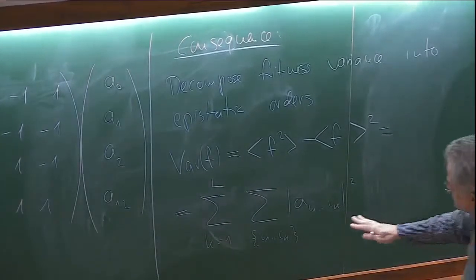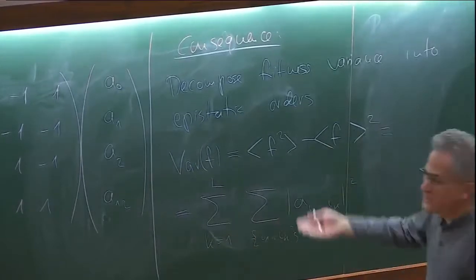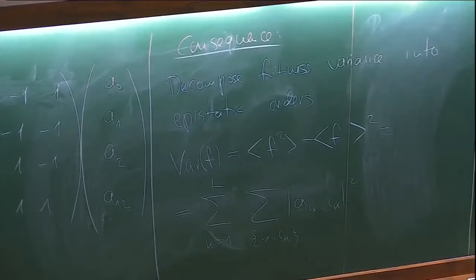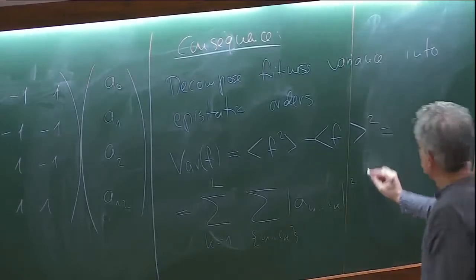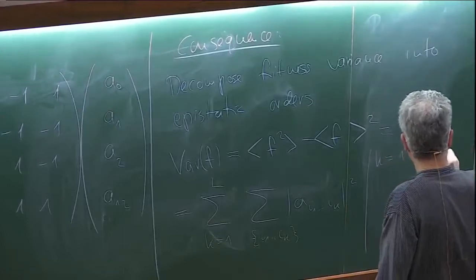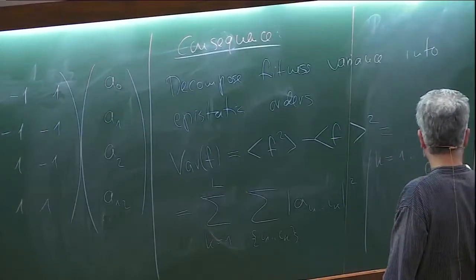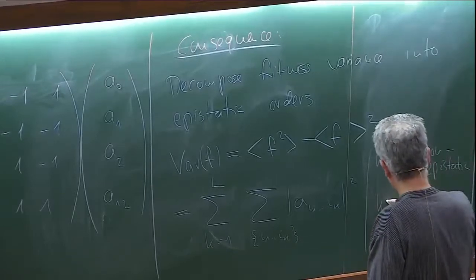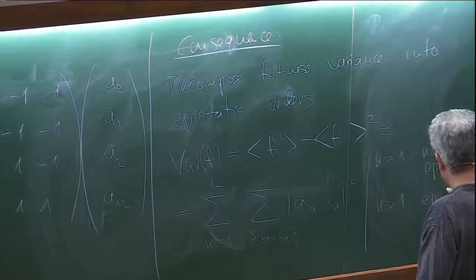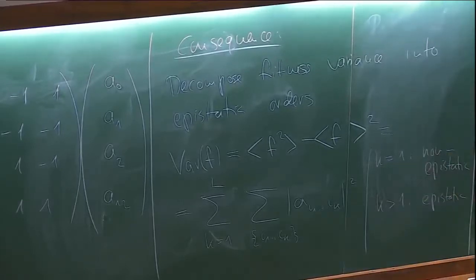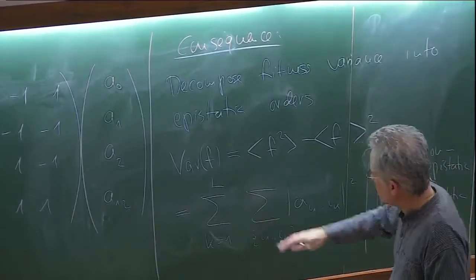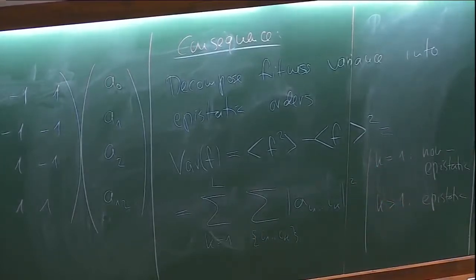And so if you just look at the k equal to 1 terms, those give you the non-epistatic part, and k greater than 1 gives you the epistatic part, right? So k equal to 1 is non-epistatic, and k greater than 1 is epistatic. And so with this, if you want to know how much epistasis there is in my fitness landscape, you can represent that by looking at the sum over k greater than 1, divided by the whole sum, right? So that will give you the fraction of the variance that is actually related to epistasis. Okay?